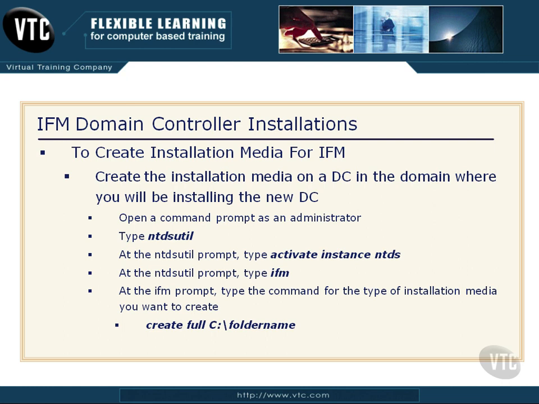We finally got down to the IFM area. We're going to type create full. So this is going to be a full writable copy. Then we're going to put the location of where we want to put this installation media information. Well, we're going to put it on the C drive in whatever folder name we put. Okay, it could be IM files, something like that. Then I want to copy that C:IM files folder, whatever. Copy that installation media I just created to the destination domain controller.